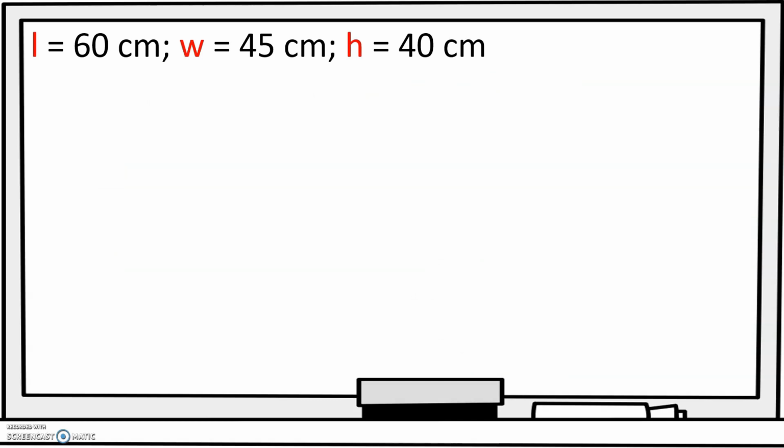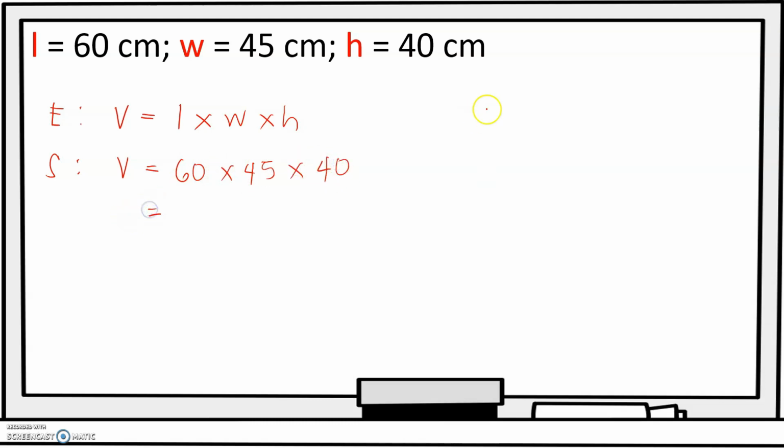Again, we are asked to find the volume of the multi-box, which is 60 centimeters long, 45 centimeters wide, and 40 centimeters high. Since we are asked to find the volume, we will use the formula volume is equal to, since our figure is a rectangular prism, length times width times height. Then for our solution, we will substitute the given information in our formula. So in here, we will have 60 times 45 times 40.